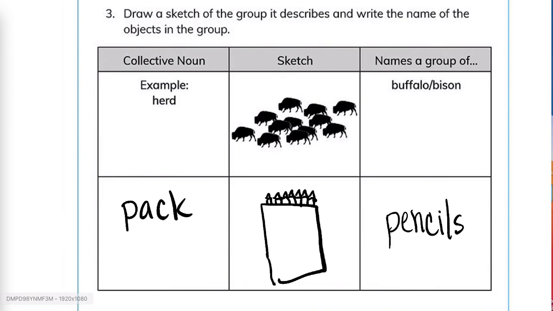So you can pause the video here to create your own. Looking around the classroom, I'll give you some ideas. Think about what you might call a bunch of books together. What would you call a whole group of students? Maybe you're using cards for math. What do you call a group of cards? Again, you're writing the collective noun, drawing a picture, and then naming or telling us what does that group name.